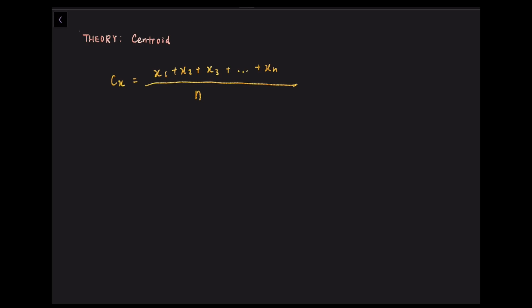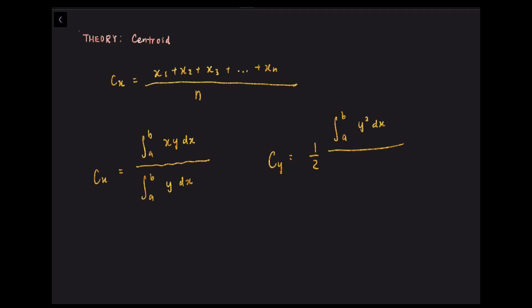The formula relevant to the pure paper are as follows. For a curve y equals to f(x), defined between a is smaller than x and x is smaller than b, the x and y coordinates of the centroid is given by c_x equals to integrate a to b x times y dx over integrate a to b y dx, whereas c_y equals to 1 over 2 integrate a to b y squared dx over integrate a to b y dx.